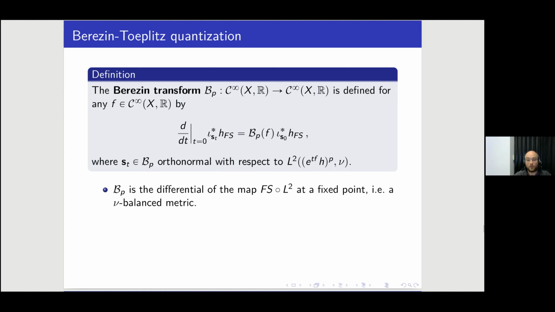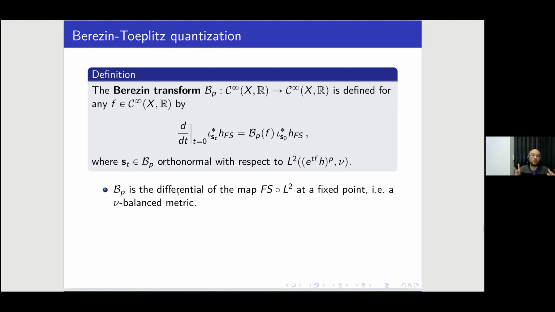Basically, what you should think of is that it is the differential of the map taking the L2 product and giving the Fubini-Study metric at a fixed point. It's true in general, but here, when you consider a fixed point of this map, you can consider the differential at this fixed point. Basically, the tangent space of Hermitian metrics are functions, thanks to this formula. And a fixed point of this map is a balanced metric.